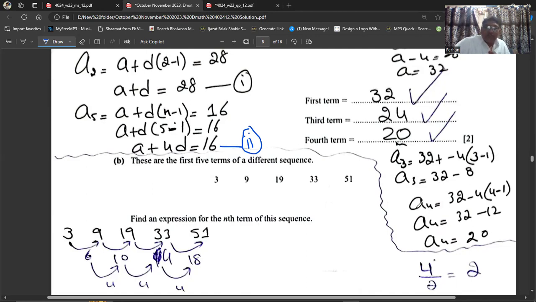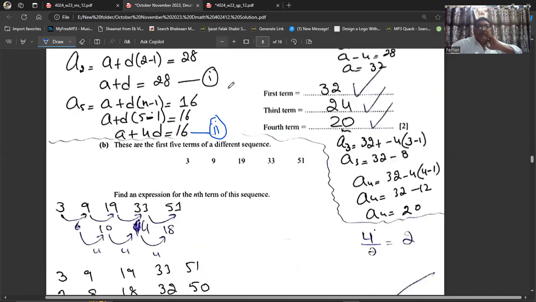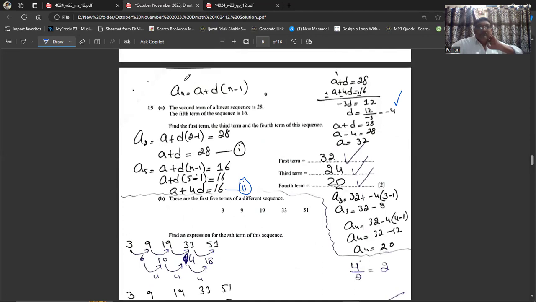And then the question is the fourth term. Fourth term will be a plus d, bracket n minus 1. So it will be 32 minus 4, bracket 4 minus 1, bracket close. It will be 32 minus 12, and that is 20. So the fourth term will be 20. So this is the formula for the linear function.